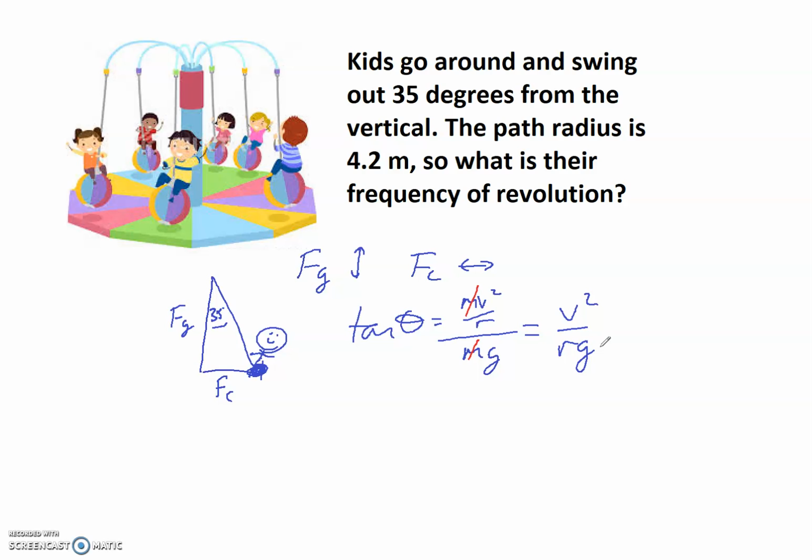And I can rearrange this and solve for their speed. I just have to rearrange the expression to solve for v, so I'll do tan theta, and then multiply that by rg, and don't forget to square root the value after that because we just want v by itself. If we do that, we get a v value of about 5.4 meters per second. So that's how fast they're going.